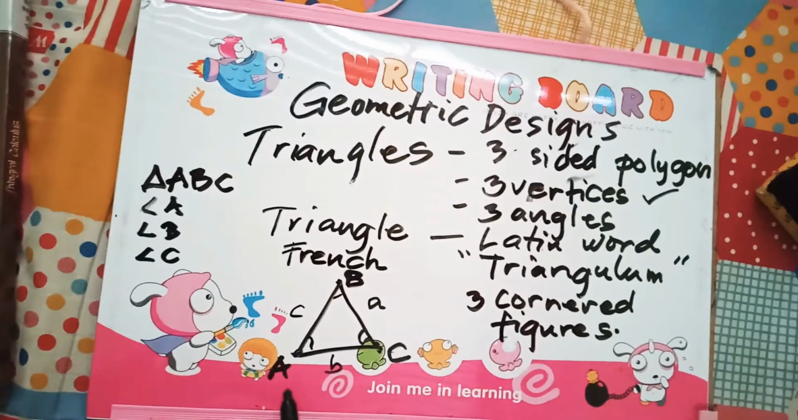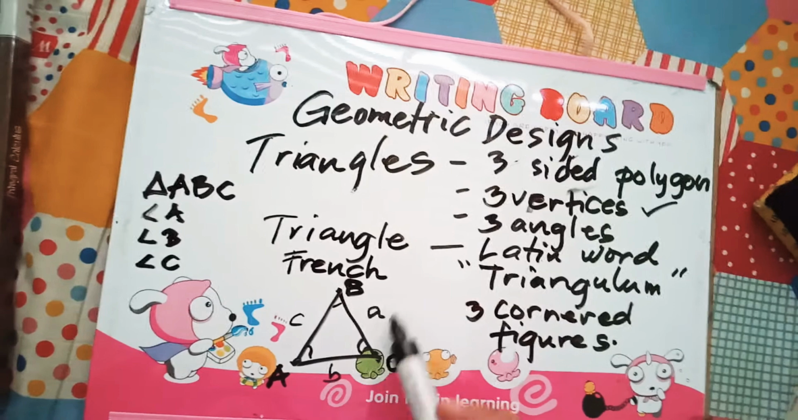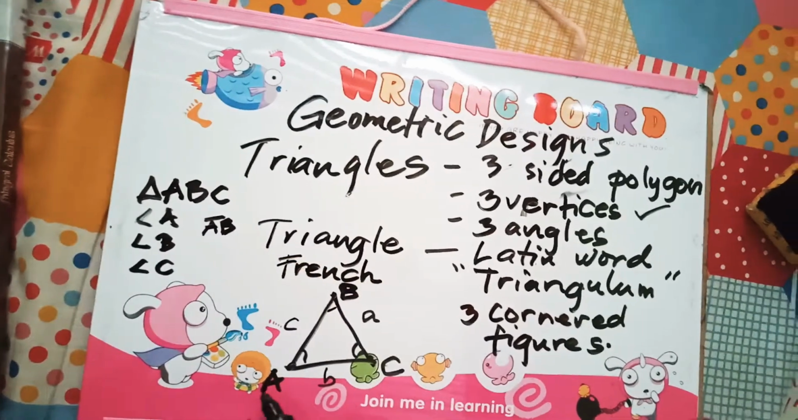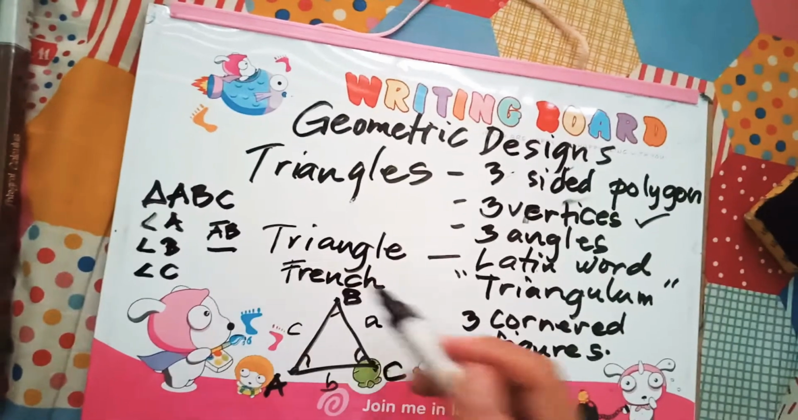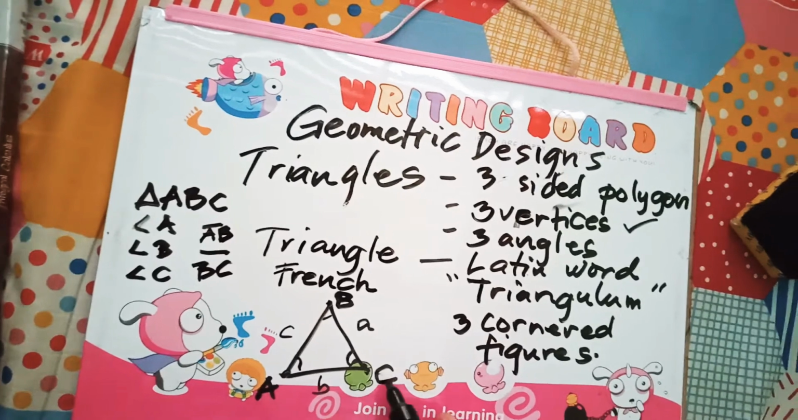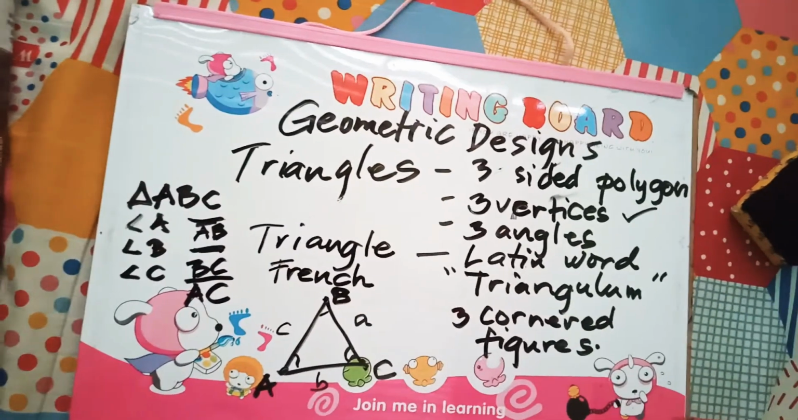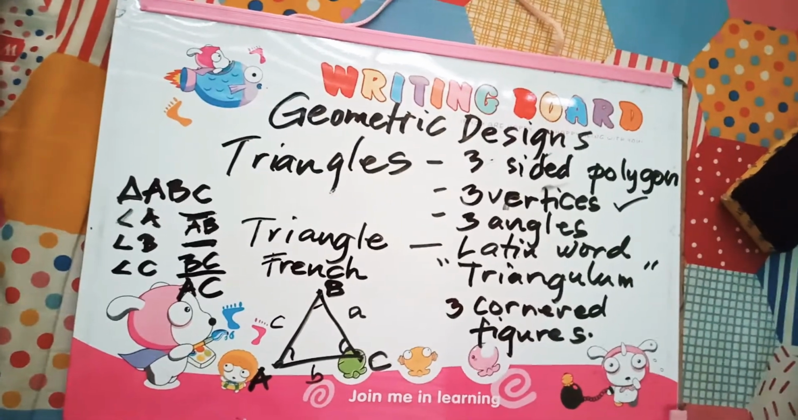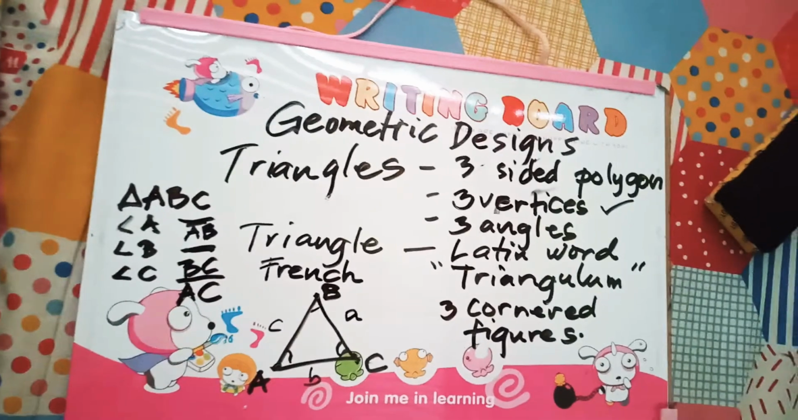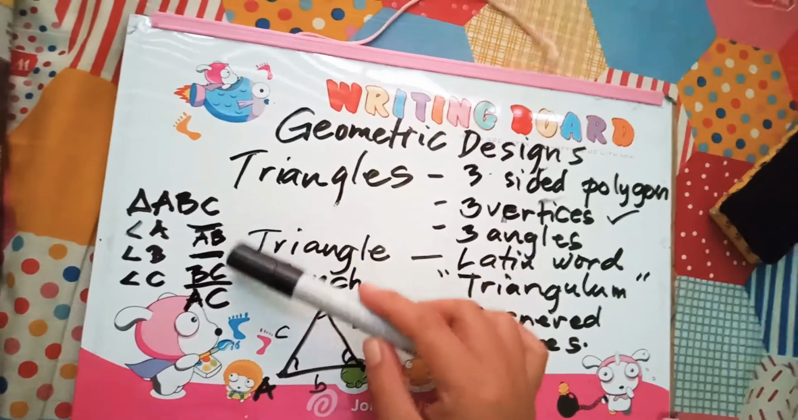We can name the sides as line segment AB, line segment BC, or line segment AC. Those are the ways on how to name a triangle by its vertices. For angles, just use the vertices also. You have 3 angles and you have 3 sides.